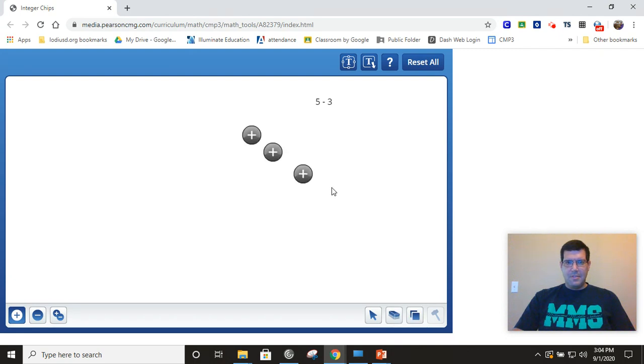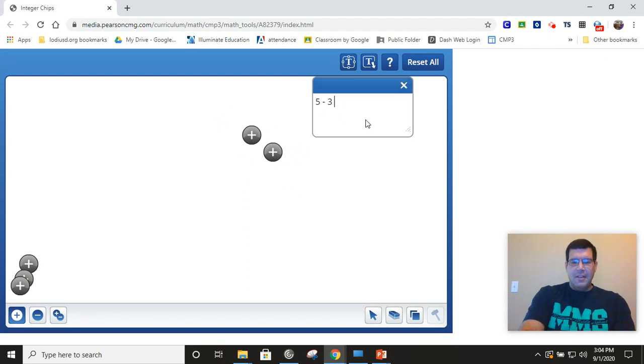So I'm going to start with positive 5. But then this doesn't mean to put down positive 3. The subtraction sign means to take away positive 3. So I'm going to take 3 of those chips and I'm going to take them away. And they're no longer here. They're gone. What's left here is positive 2. That means 5 minus 3 is positive 2, just like it was back when you first learned that in first grade.